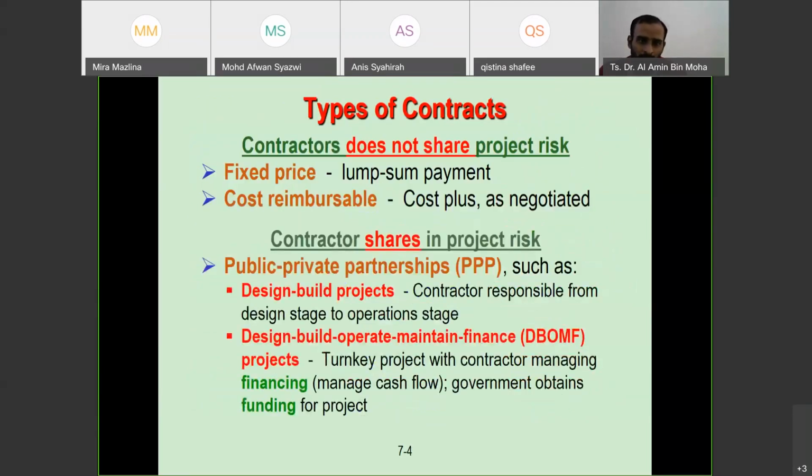So we have two types of contracts here. Two types of contract. One is contractors who do not share the project risk. Means that the contractor who is involved in building or in supplying certain services does not share the project risk. So usually the cost involved is fixed price and also cost reimbursable as negotiated.